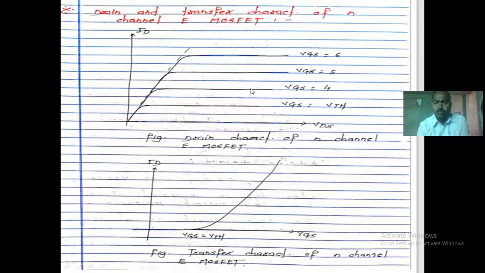As VGS is more positive, there is more and more enhancement of the channel, so more and more current flows through the device. As we increase the VGS value, there is a larger accumulation of electrons towards the gate terminal and a large amount of current flowing through the device. This happens in the case of the enhancement type n channel MOSFET.